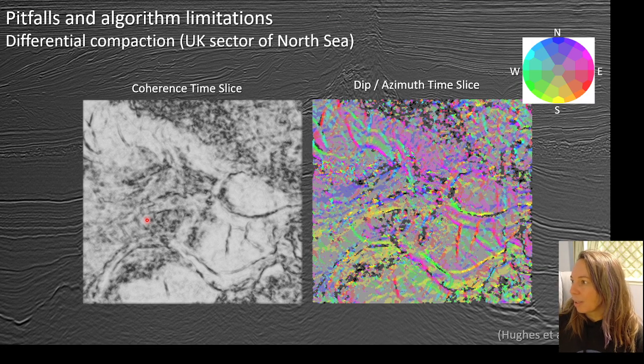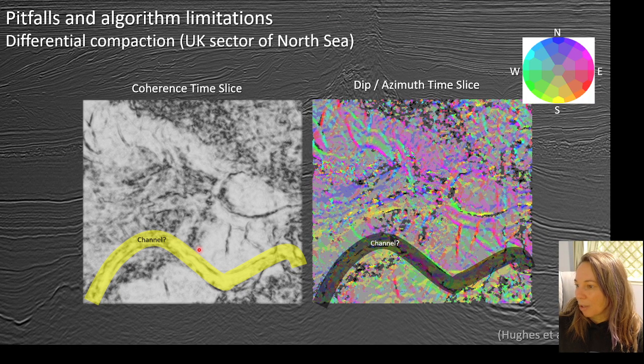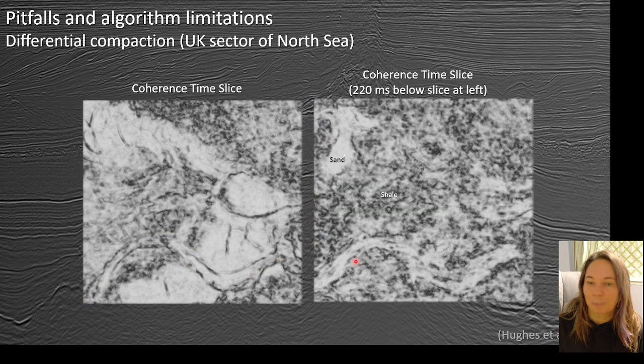You can also see in this example an area where we have differential compaction, and in this case we have the coherence time slice, but then also the dip azimuth time slice. This is up in the North Sea, where there's a suspected channel levee on the edges of the channels. Because of the seismic data quality, it can be pretty hard to see. You can see where we've picked out the channel with a question mark because it's not quite as clear. And even with the dip azimuth time slice, we're not able to clearly pick out the channel levee.